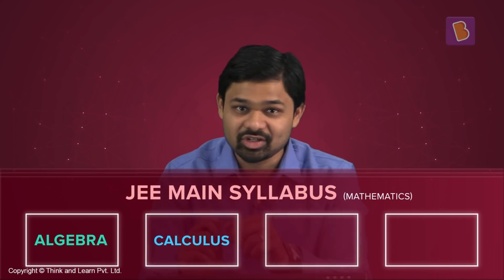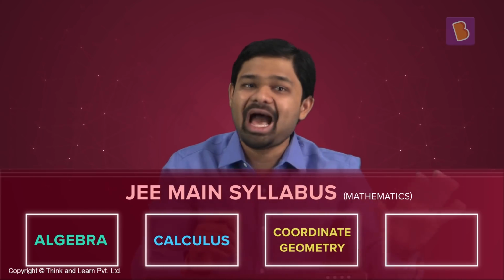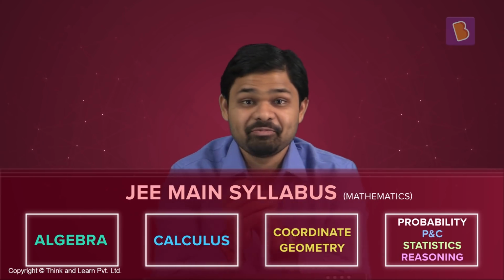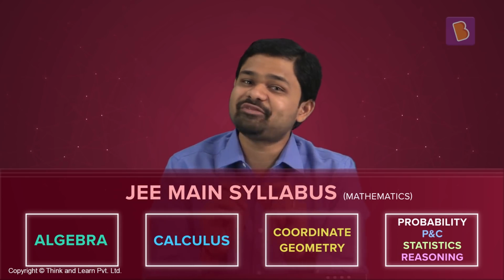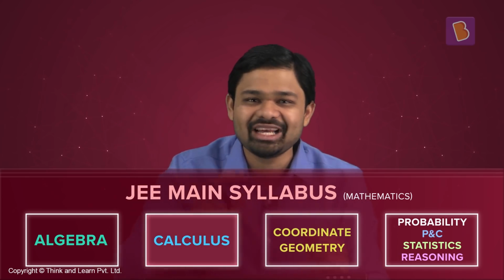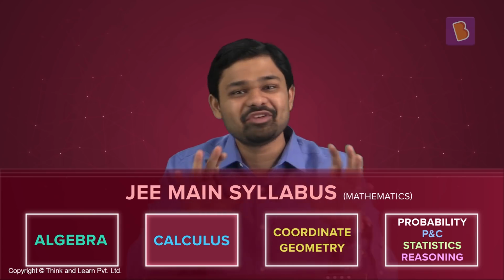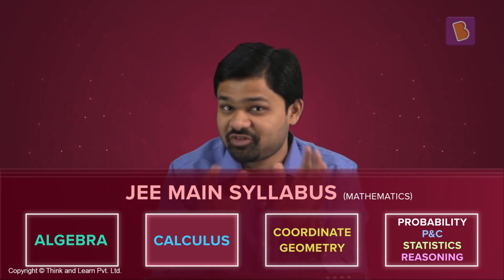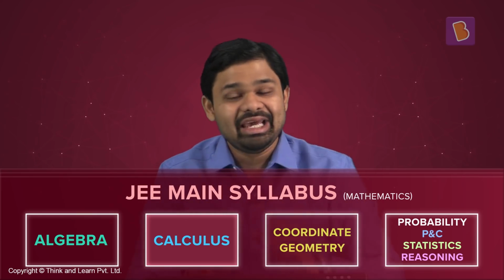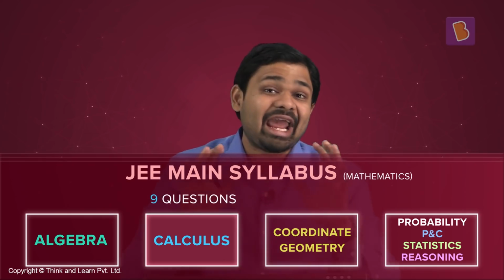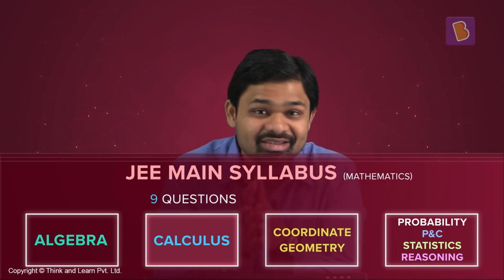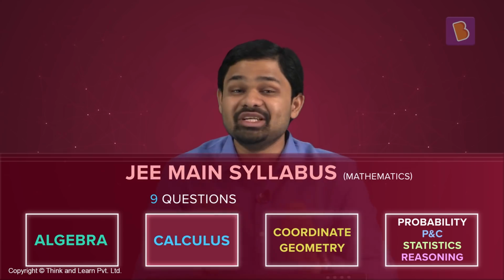So broadly, I am going to divide your JEE main syllabus into 4 different sections for mathematics. You have algebra, you have calculus, you have coordinate geometry, and then you have probability. Now, let's focus first on calculus because I love calculus and calculus is one of the most interesting sections which fetches a lot of questions. In this paper that I'm going to analyze, there were 9 questions which came from calculus alone.